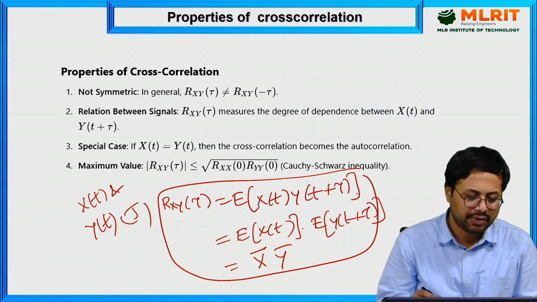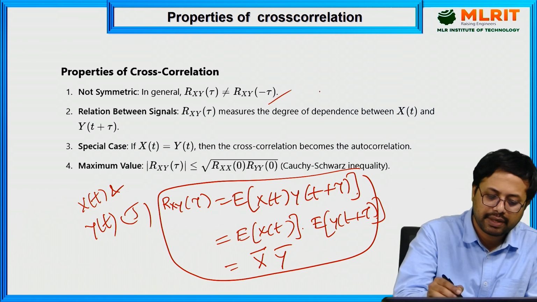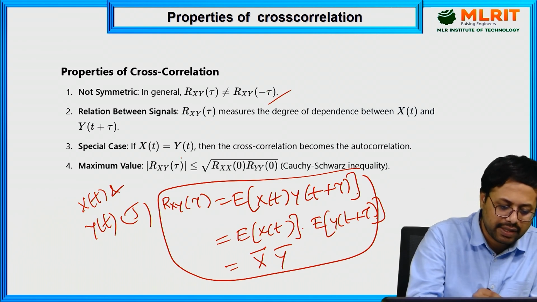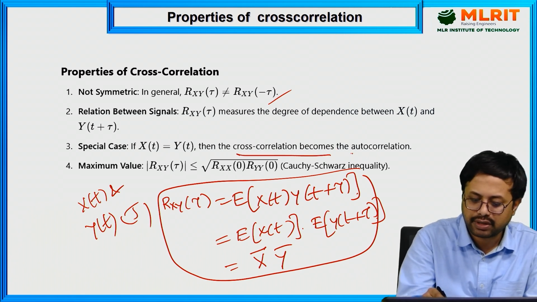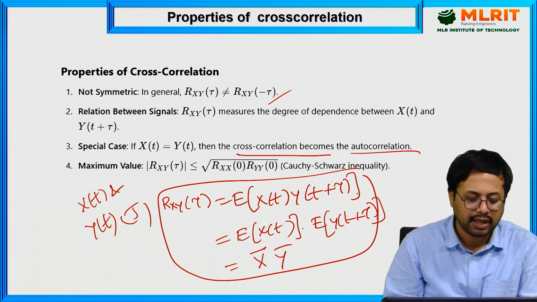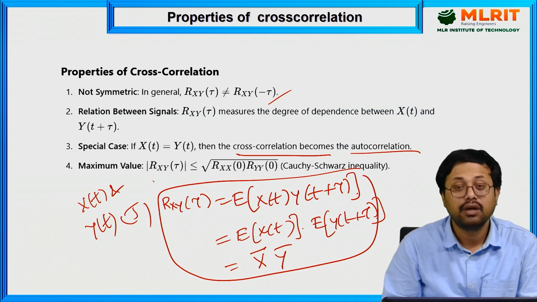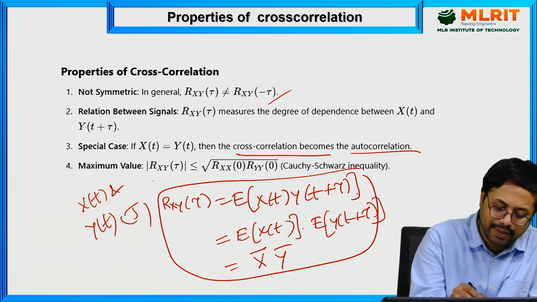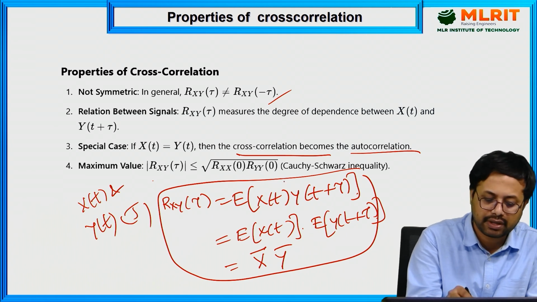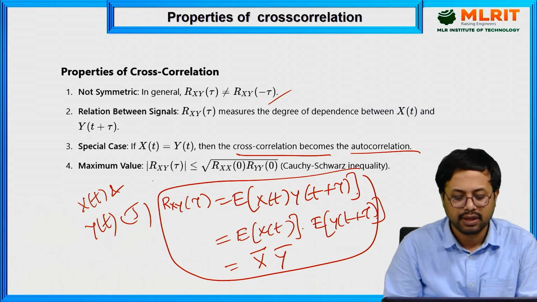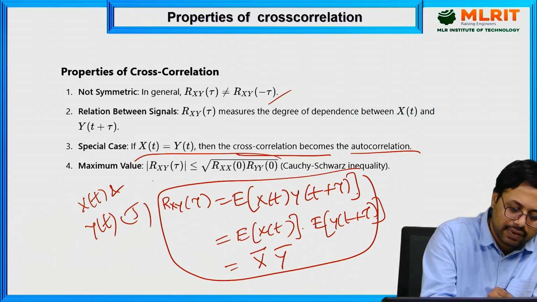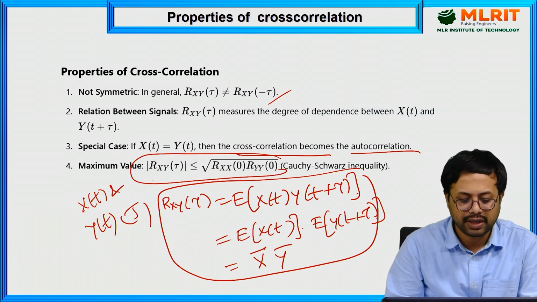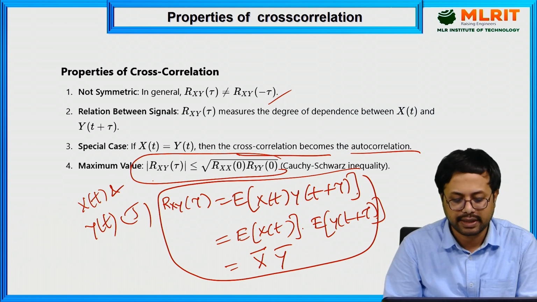Here we have discussed the symmetric property; it is not symmetric in nature, as we already discussed. If x of t equals y of t, the cross-correlation function becomes the autocorrelation function, and the maximum value of the cross-correlation function you get whenever you take the same signals at tau equal to 0. If you apply the square root of the product, you get the cross-correlation magnitude for that particular signal.